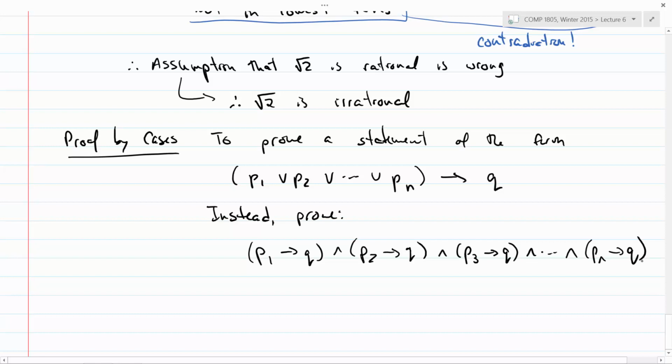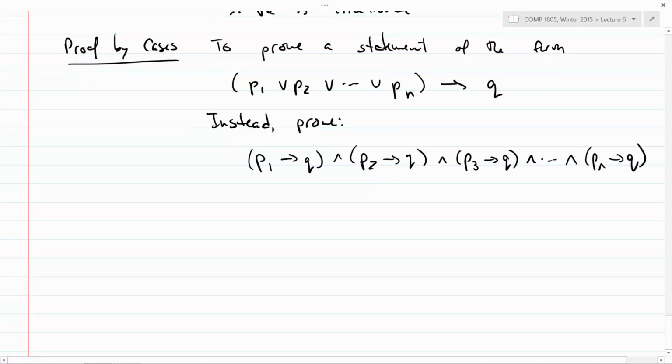That's what you do. And this is much better because although you have to prove more implications, within each part of the proof, you know something for sure. I'm telling you for sure that P1 is true, and then derive that Q is true, instead of one of P1, P2, P3, all the way up to Pn is true. That's not as informative. We always like our proofs to have very specific facts in them. That gives us more to work with. So let's see an example of proof by cases.